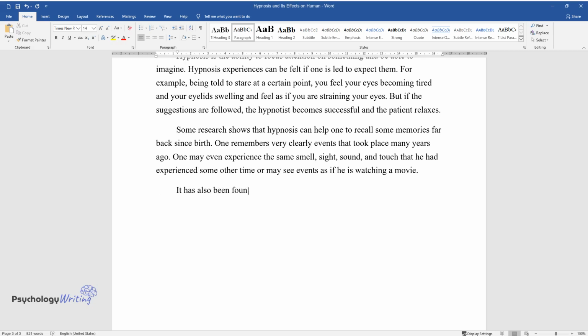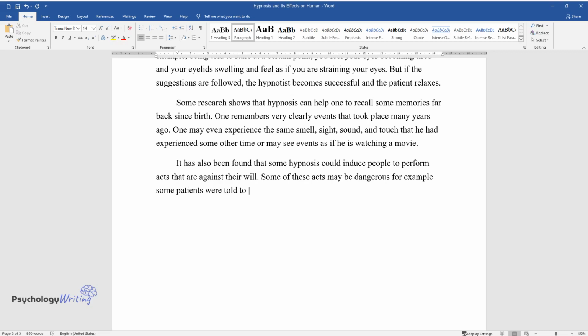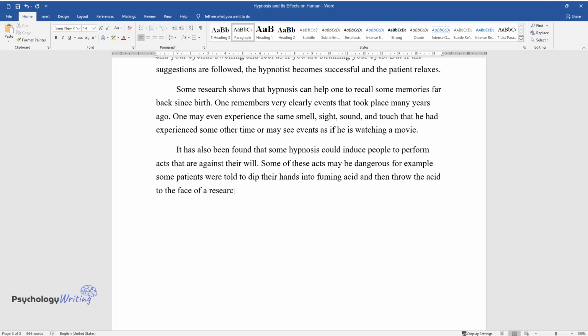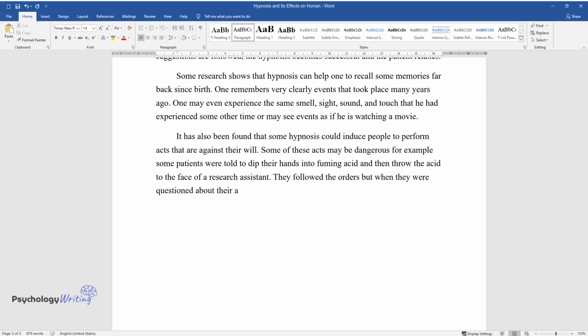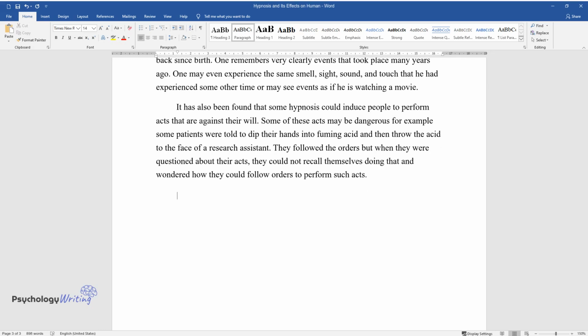It has also been found that some hypnosis could induce people to perform acts that are against their will. Some of these acts may be dangerous. For example, some patients were told to dip their hands into fuming acid and then throw the acid to the face of a research assistant. They followed the orders, but when they were questioned about their acts, they could not recall themselves doing that and wondered how they could follow orders to perform such acts.